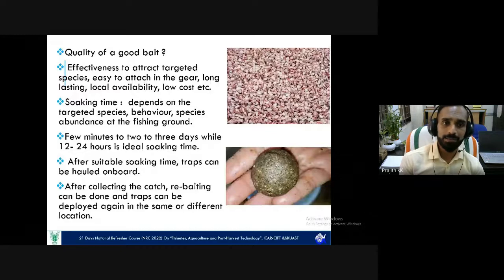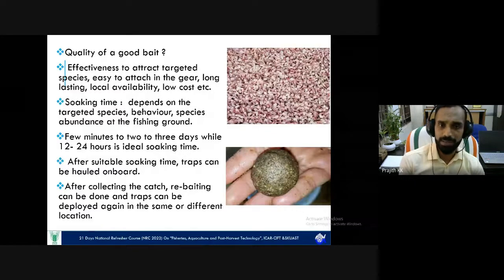Then soaking time depends upon the target species. Sometimes the soaking time will be for a few minutes, and sometimes it will be some 2-3 days. But ideally, 12 to 24 hours soaking time is ideal actually.